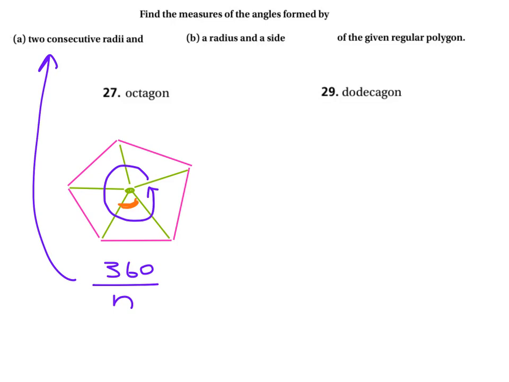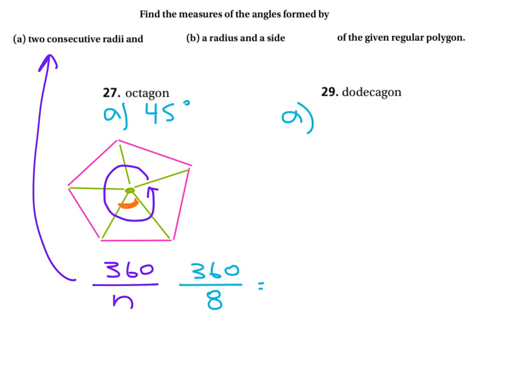So let's do that first for both of these. We can say A for 27 and A for 29. And let's see, for an octagon, we will do 360 divided by 8. If you do the math there, you'll find 45 degrees. So that's A for that one.